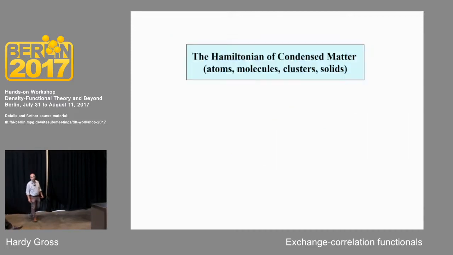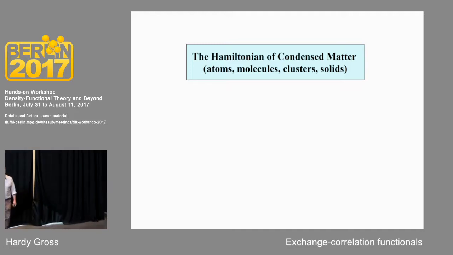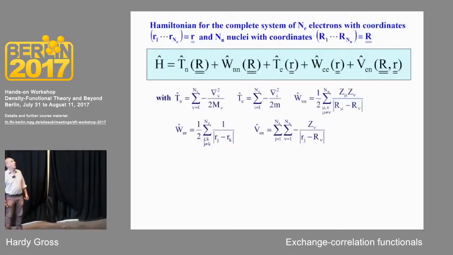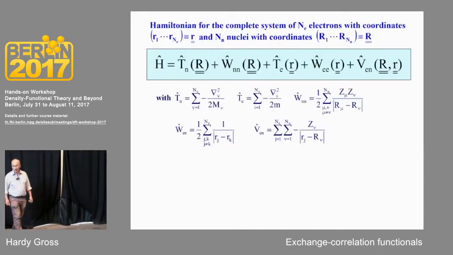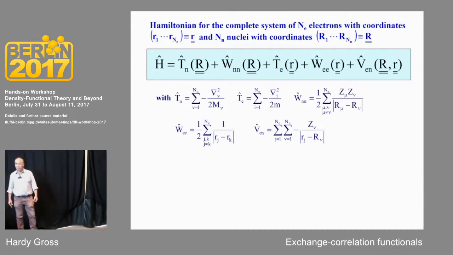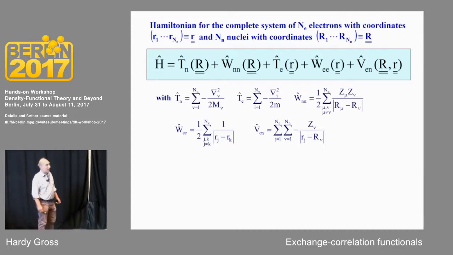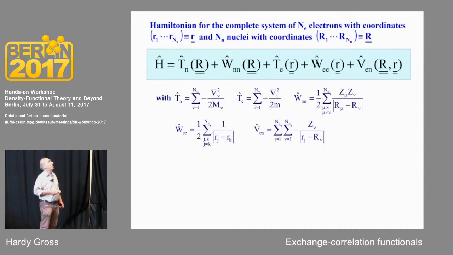So we start with a Hamiltonian of condensed matter. That is atoms, molecules, clusters, and solids. Here it is, if you wish, the Hamiltonian of everything in the non-relativistic regime. So it consists of a kinetic energy of the nuclei, nuclear-nuclear Coulomb repulsion, kinetic energy of the electrons, electron-electron repulsion, and the electron-nuclear attraction.